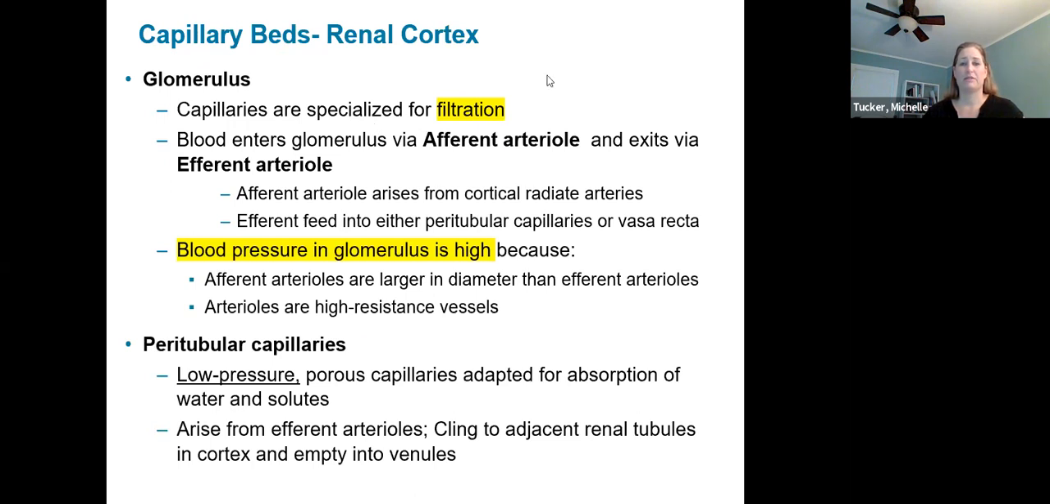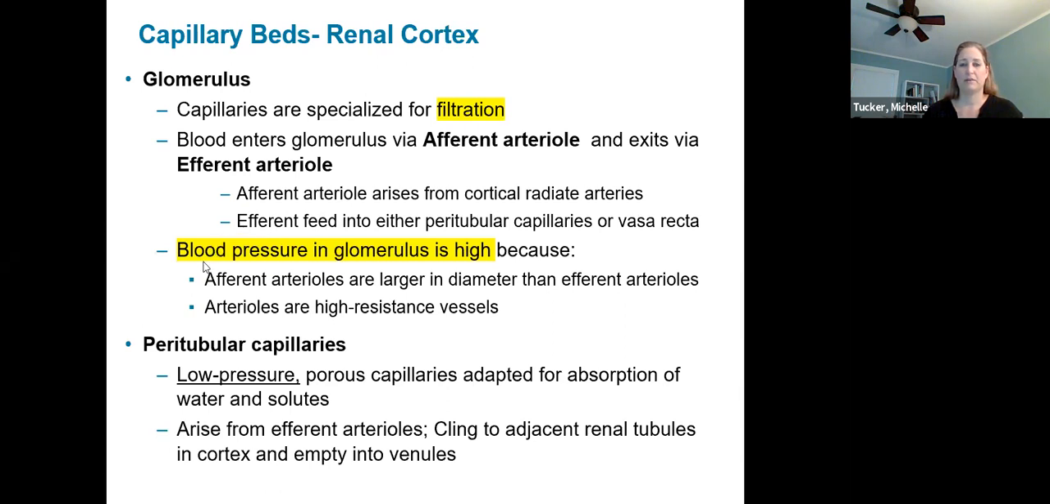The glomerulus, these are specialized for filtration. They are fed by an afferent arteriole. Blood exits via an efferent arteriole. The afferent arteriole arises from those cortical radiate arteries, and then the efferent feeds either into the peritubular capillaries in the cortex or the vasa recta in the medulla.